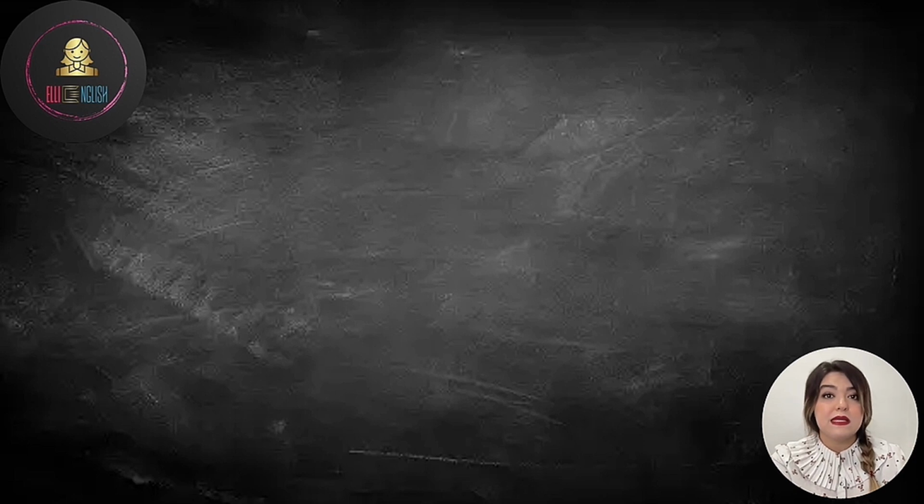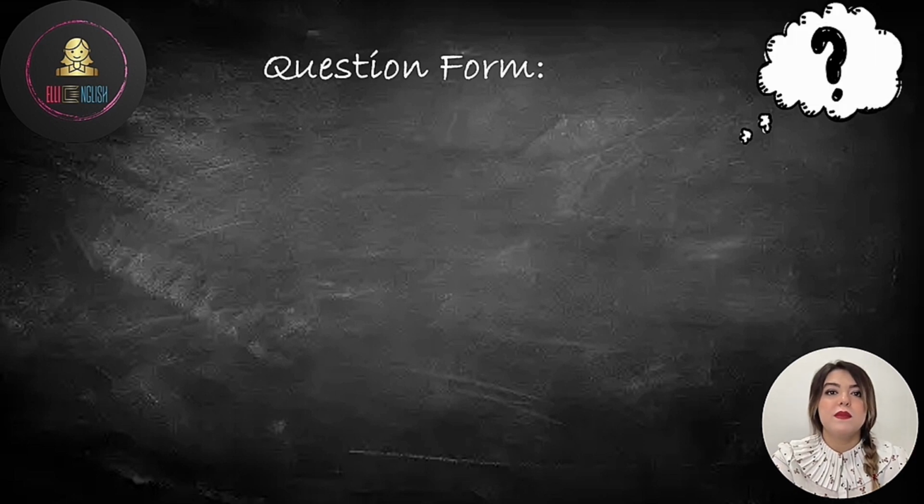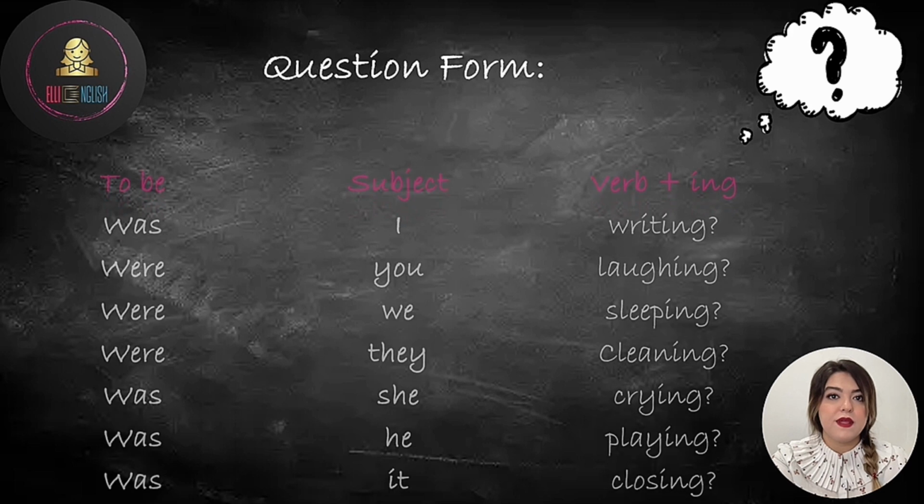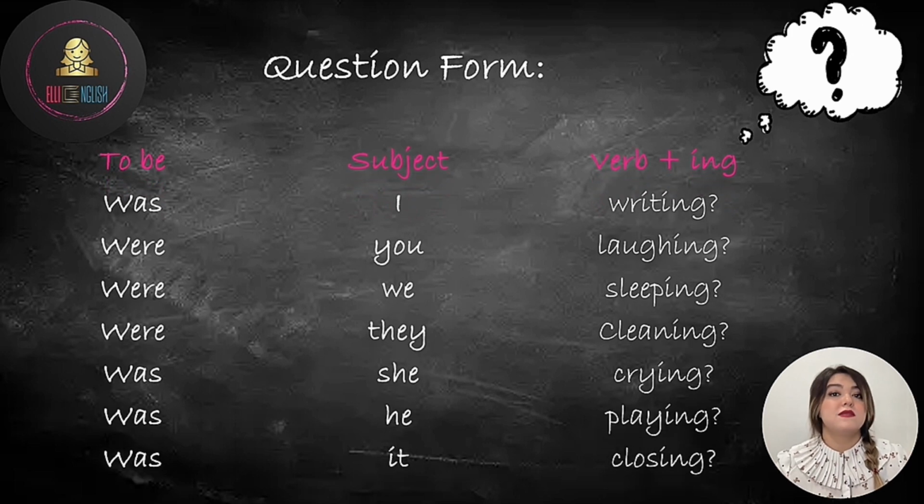We use past continuous in the question form when we want to ask about something that was happening in the past. The form is super easy. The only thing you need to do is to switch the order of was or were, depends on who and what, and the subject. Look at the sentences.